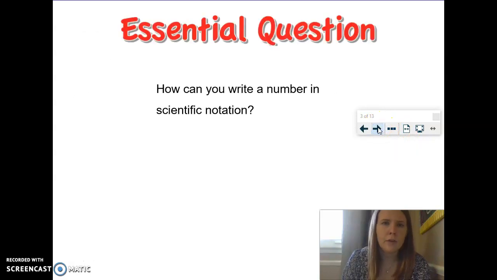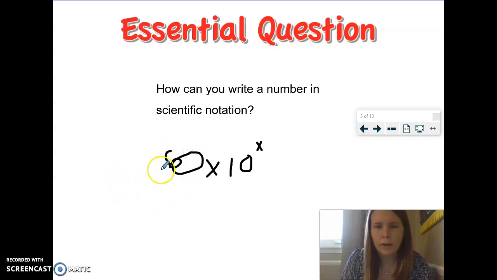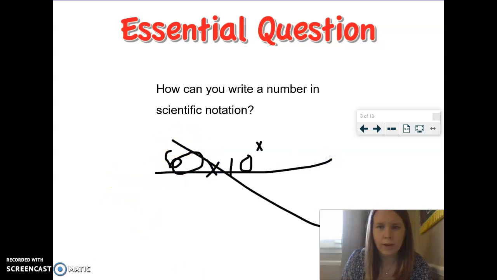All right, skipping our warm up. How can you write a number in scientific notation? Remember that with scientific notation, there is a very clear definition. We need a number from 1 through 10, multiplied by a base of 10 and some sort of exponent. For right now, I'm just going to leave the exponent as x, and we need some number between 1 and 10. So maybe this time we're going to take 6. It can be anything. It can have decimal places, but it can't be something like 60. 60 is not going to work because it is not a number between 1 and 10.